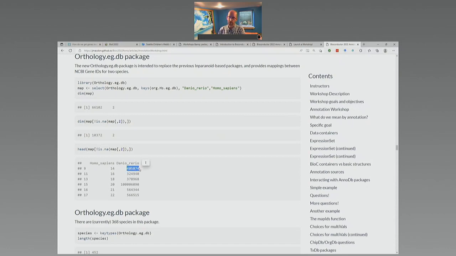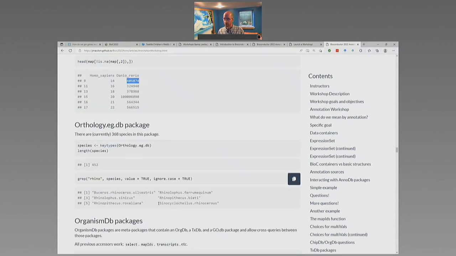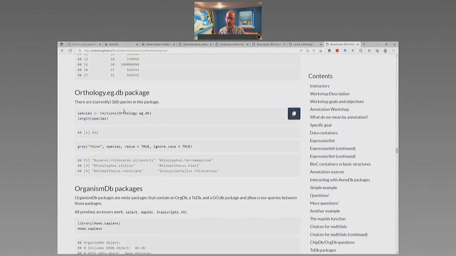So it just makes it easy to do this sort of mapping between species if you ever run into that situation where you have to do that. There's actually a lot of species in here. There's almost 370. Oh, wait, it's a lot more now. We get this from NCBI, and they've obviously upped it. So there's 452 species in there now, and it's all just the species name.